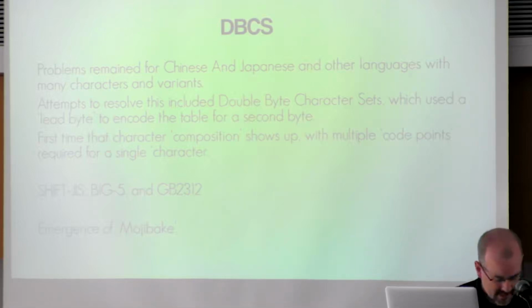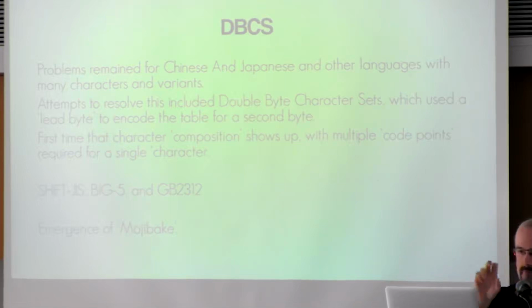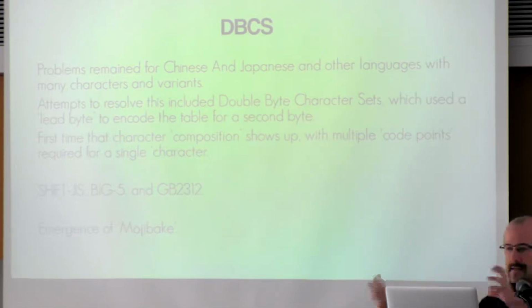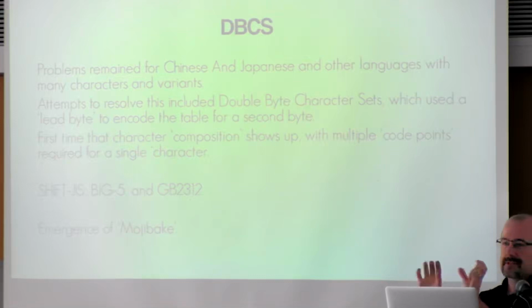So this is really the first time that the notion of character composition shows up, with code points representing a single character. So you have 2 code points that come together to form one character.